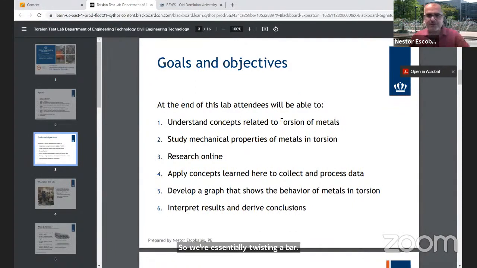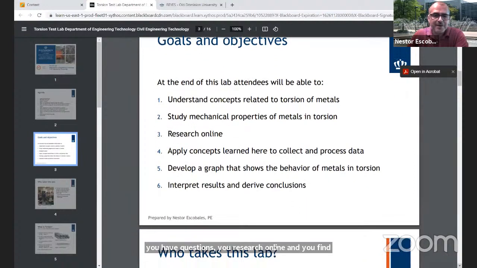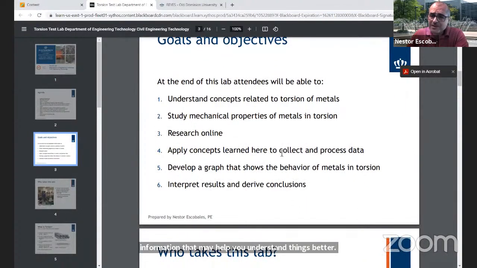It's a round, solid bar. We want to study the mechanical properties of metals in torsion. We want to potentially research online. If you have questions, you research online and you find information that may help you understand things better. We apply concepts learned here to collect and process data. We develop a graph that shows the behavior of metals in torsion.